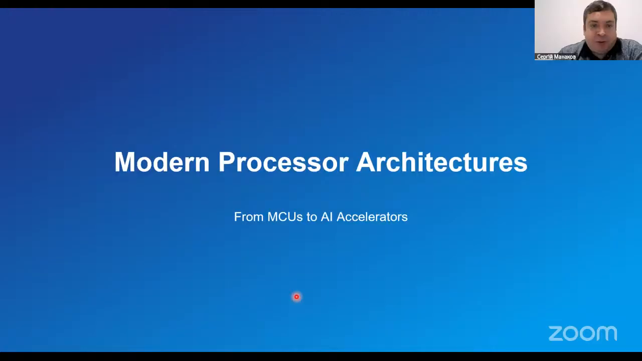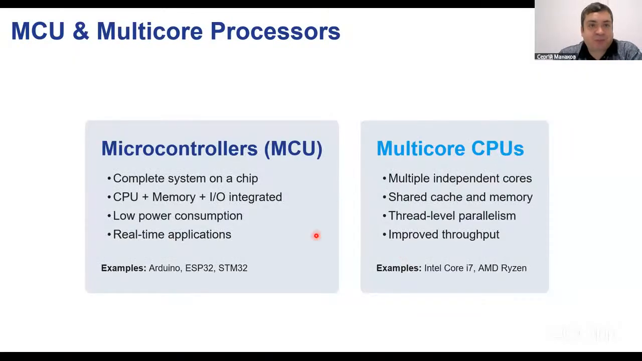And finally, let's speak about modern processor architectures from MCUs to AI accelerators. We can distinguish two basic types of processors. These are microcontrollers or MCUs, microcontroller units, and regular multi-core CPUs like Intel Core i7 or AMD Ryzen. What is the difference between them?